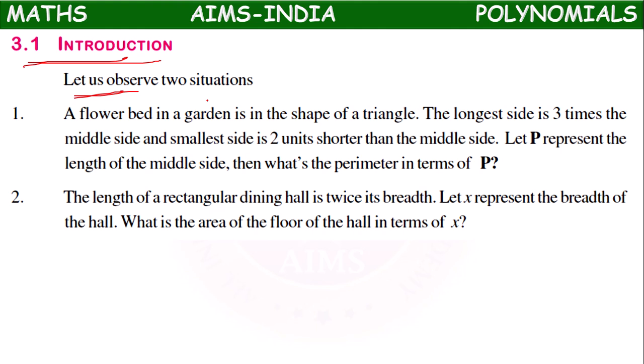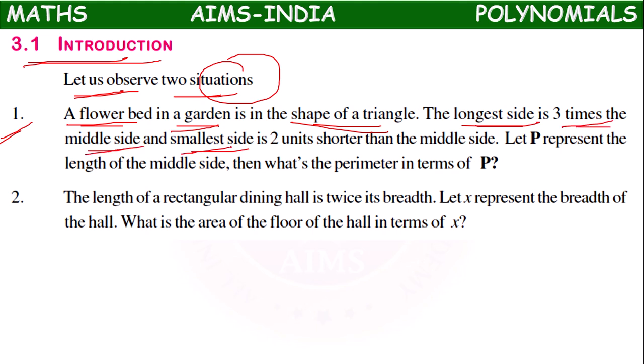So let us observe two given situations. The first situation is a flower bed in a garden in the shape of a triangle. The longest side is 3 times the middle side and the smallest side is 2 units shorter than the middle side. Let P represent the length of the middle side. What is the perimeter in terms of P?